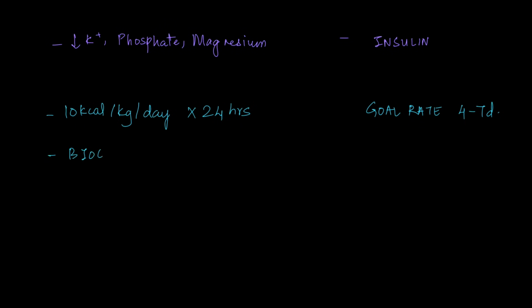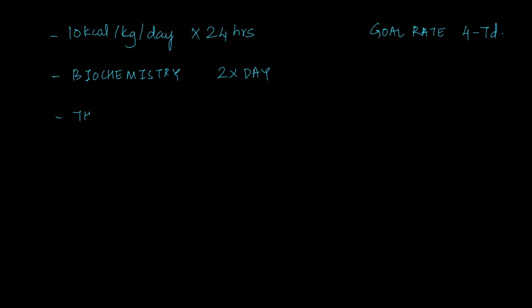Biochemistry of these patients should be monitored twice a day. Thiamine is added in the parenteral nutrition of these patients at 200 to 300 mg daily prior to starting the parenteral nutrition, as well as up till 10 days of nutrition, up till 10 days of infusion.